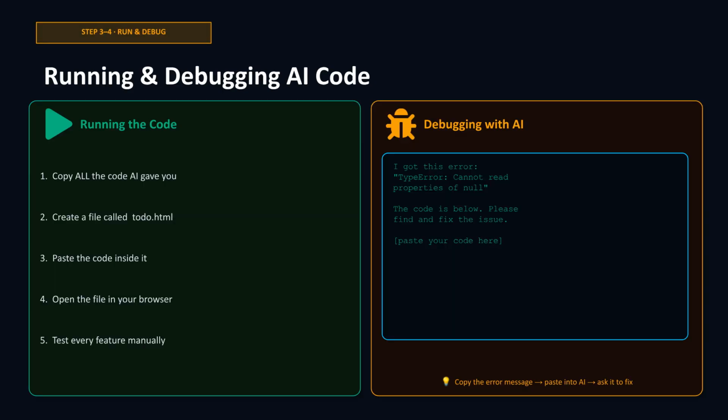Once you have your code, copy it into a to-do HTML file and open it in your browser. If you encounter errors, don't worry. That is part of the process. Simply copy the error message, paste it back to the AI, and ask it to fix the issue.